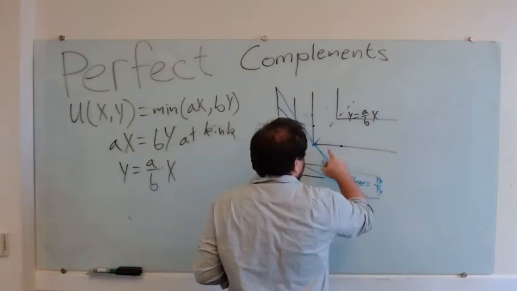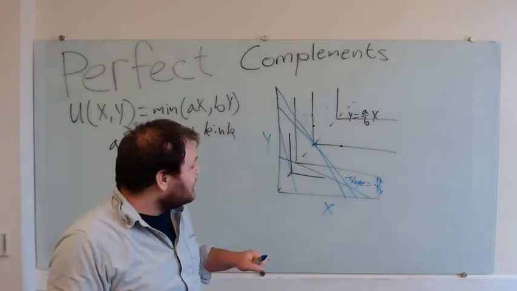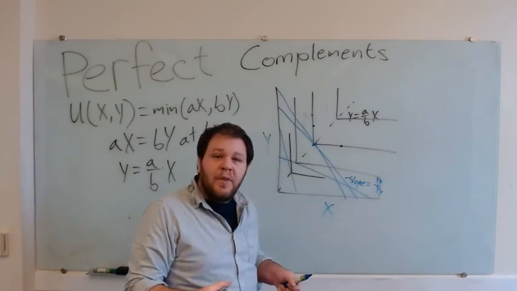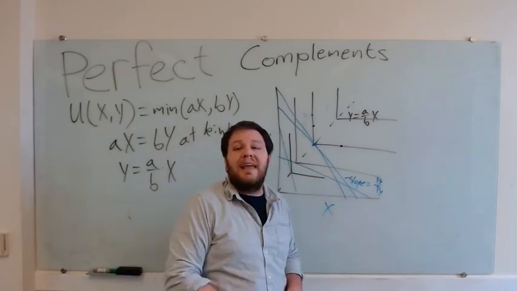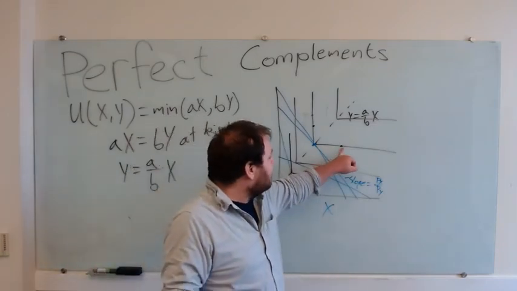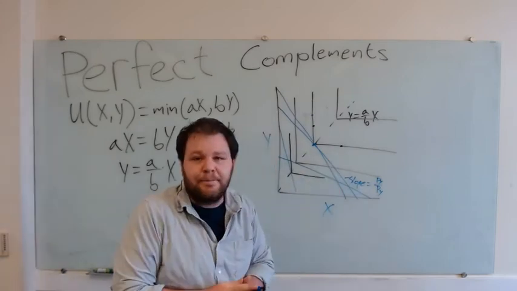And if I was anywhere on the horizontal side of the kink, where I have more x than the ratio would suggest, then my slope is completely flat. My MRS is equal to 0. I am not willing to give up any y to get any amount of x. You can offer me 700 billion units of x for every unit of y, and it wouldn't change my choices at all. I wouldn't be willing to give up any y.